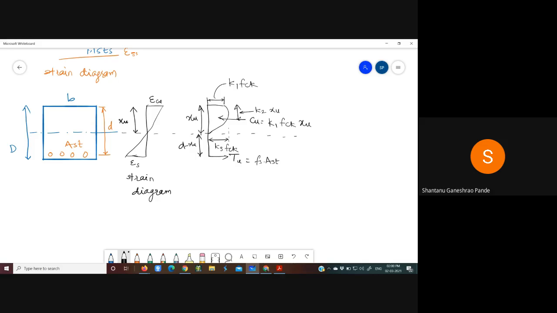Okay, fine. So I will just now first explain and then I will take you to further analysis. Now this is the stress diagram.